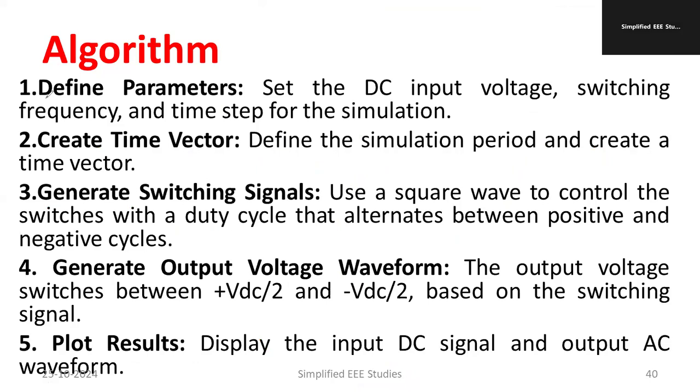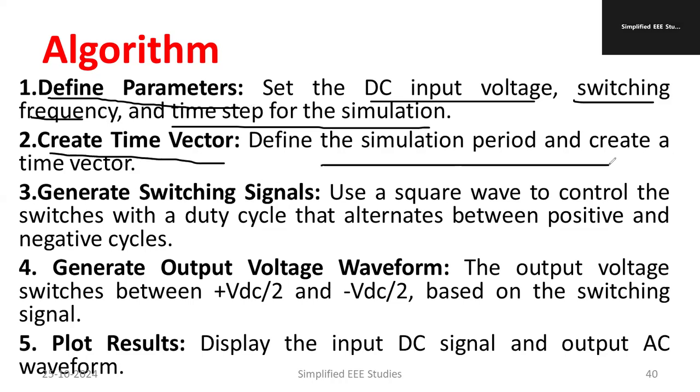First, the foremost thing is you need to have the proper parameter definition. What are the parameter definitions? We have the input voltage, then the switching frequency, and the time step for the simulation. Either you want one cycle, two cycles, or three cycles; that is what the time step implies. Create the time vector. It defines the simulation period and the time vector.